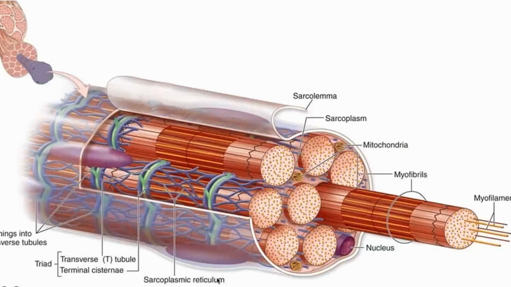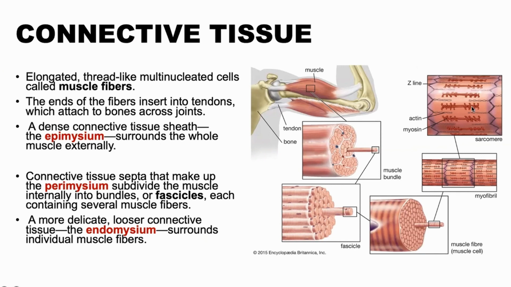The sarcoplasmic reticulum will have a lot of calcium to release to help in muscle contraction. So as we said, the nuclei are elongated, and in skeletal muscle there can be multiple nuclei. We know that they insert in tendons, and the tendons attach to the bone. So the muscle fibers insert into the tendon, as you can see here, and the tendon attaches to the bone.